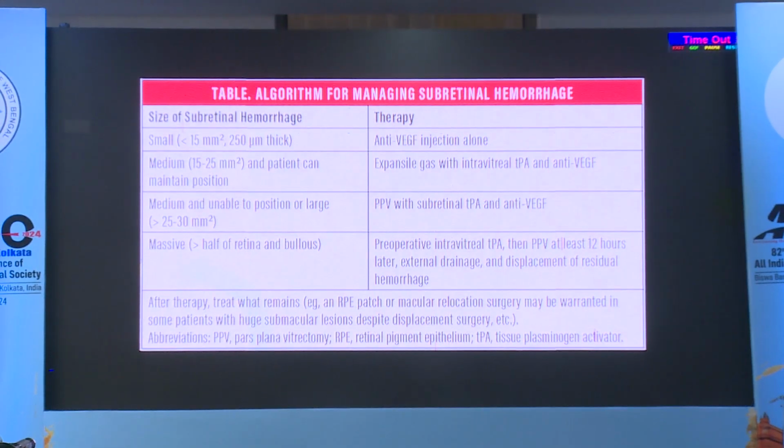And the last thing, about subretinal hemorrhage: look at the duration of the submacular hemorrhage, the etiology, and the size. If it is a small submacular hemorrhage, you can give anti-VEGF alone. If it is medium, you can use pneumatic displacement in the form of expansile gas along with TPA and anti-VEGF. If it is larger, you can do a pars plana vitrectomy with subretinal TPA. And if it is massive, probably external drainage and displacement of the residual hemorrhage, and intravitreal TPA can also be combined with this. So you have to plan the subretinal hemorrhage management according to the size, duration, age of the patient and the etiology.